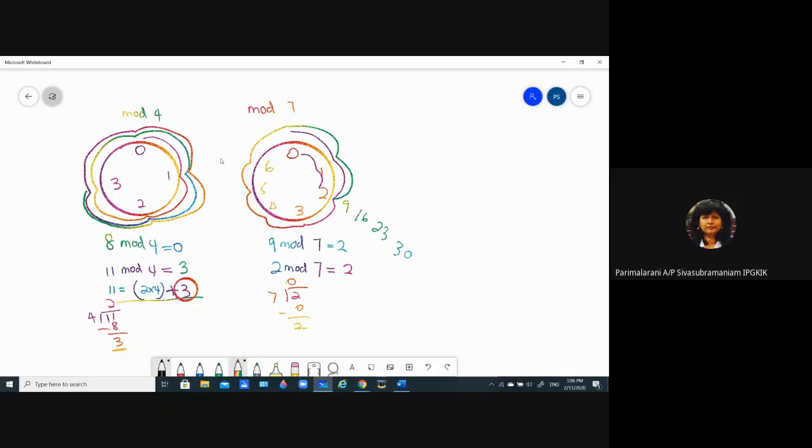Okay, so if you're calculating the remainder for a positive number, you step in the clockwise direction. But if it's a negative number, then you have to step anti-clockwise. For example, negative 5 mod 3. What is negative 5 mod 3? Okay, let's draw mod 3 first.